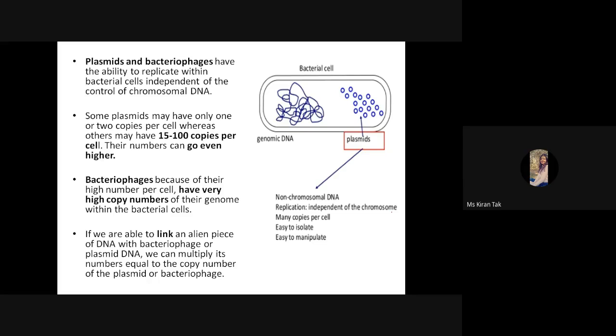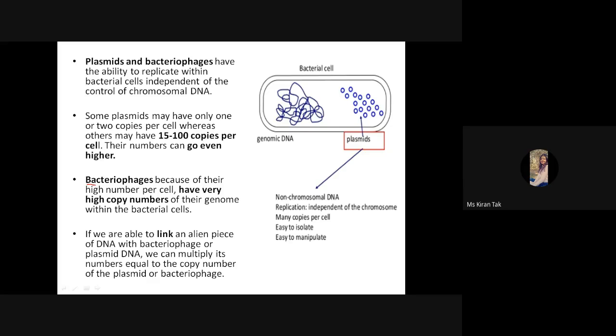Plasmids are non-chromosomal DNA. The replication process is independent of the chromosome. Many copies are present per cell. They are easy to isolate and easy to manipulate. That's why they can be used as a vector. The next is the bacteriophage.